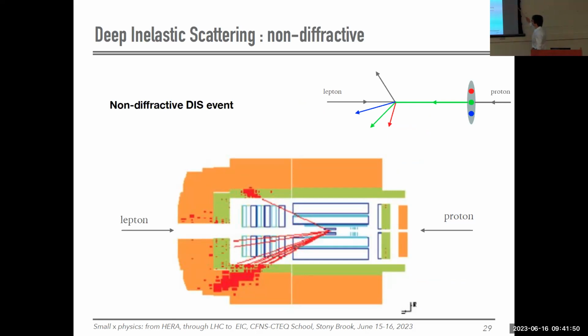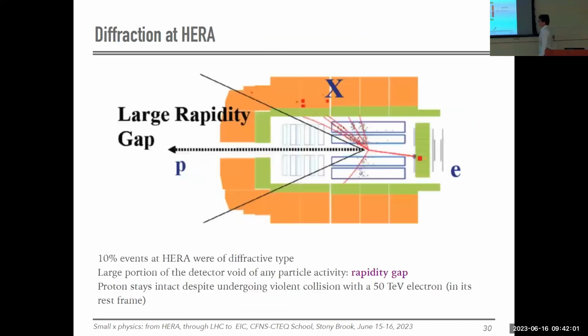Okay, so this was a non-diffractive event cartoon that I showed yesterday. So you have a proton and a lepton, and then here everything is populated. Now here you have an example of a diffractive event. This time the electron is not a very large angle scattering, but there is a gap. So the proton escapes here more or less, but there's a gap here. You don't see any activity in the detector. And about 10% of events at HERA were of diffractive type. So it's a large fraction.